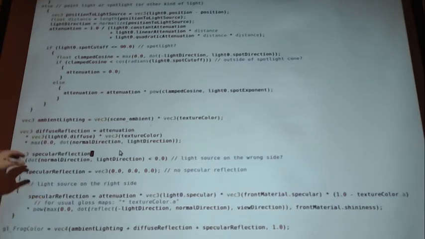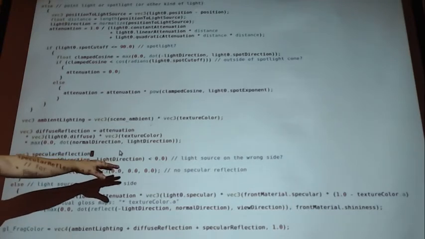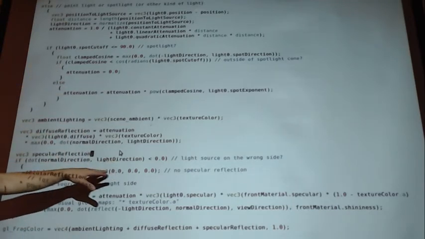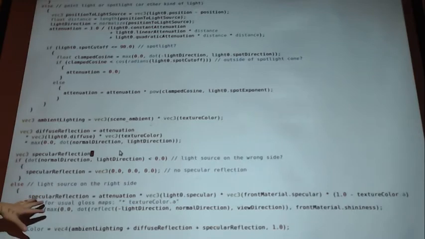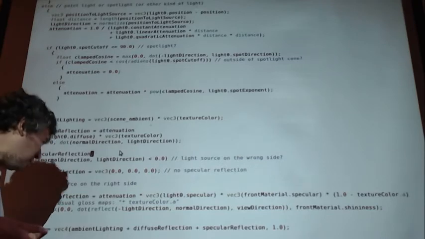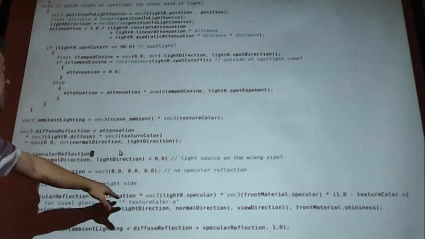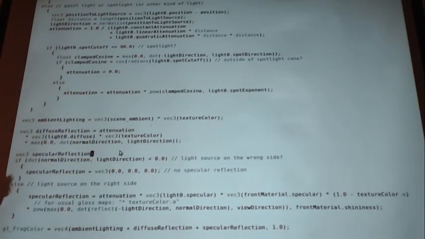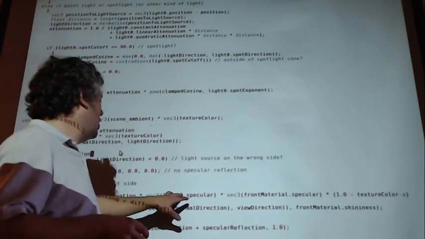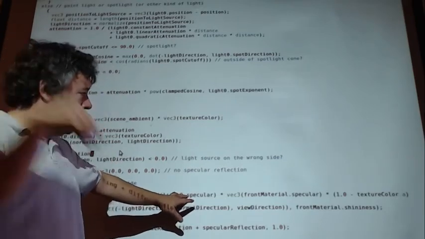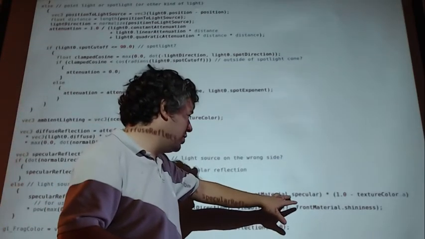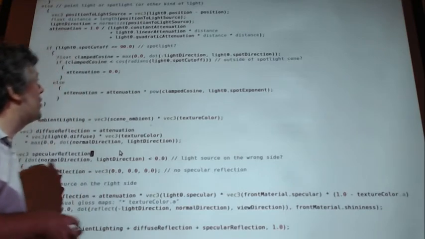Okay, so if the light is behind us, again, we just do 0, same kind of thing we did up there. But if we're on the correct side, then we'll go ahead and actually calculate what we're looking at in terms of light. Most of this looks pretty similar. We calculated the attenuation exactly the same way as for the diffuse light. And then we're looking at the specular component of the light. And we're actually using the material here this time, finally.